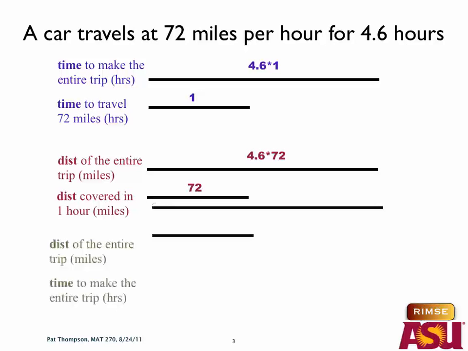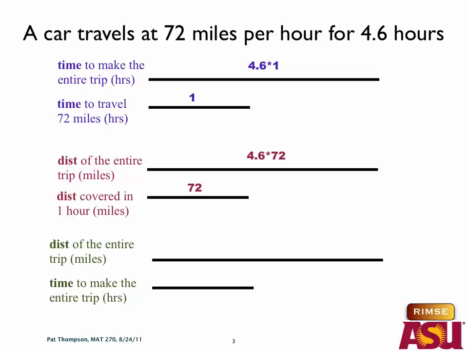All right, well then we talked about one time and one distance. So the time to make the entire trip and the distance of the entire trip. What was the time to make the entire trip? 4.6. And the distance of the entire trip? 4.6. Okay, and so I think in our discussion what we said was, here, the time is getting scaled by 72 to give us a distance. We said the time is being scaled by 72 to give us distance.